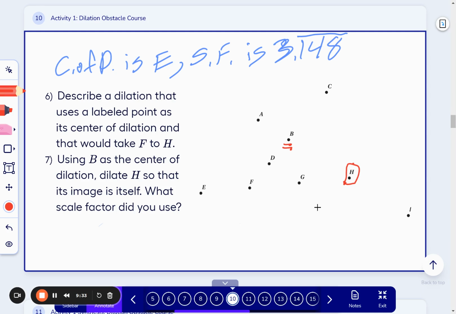That would mean the scale factor is 1. Because at this distance, whatever it is, let's just measure it. What is B to H? 4. Then what do I multiply by 4 to get 4? Multiplied by 1.